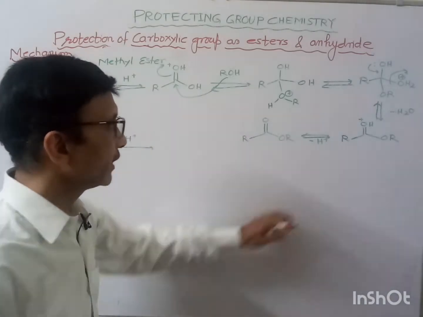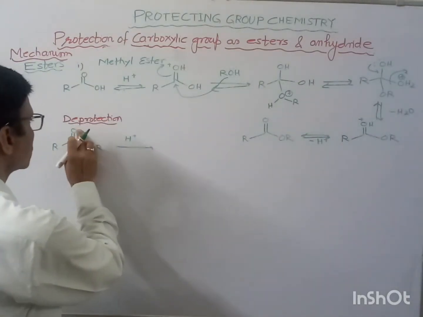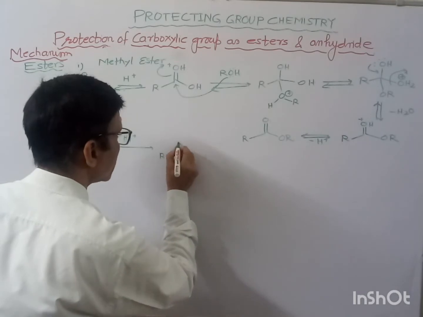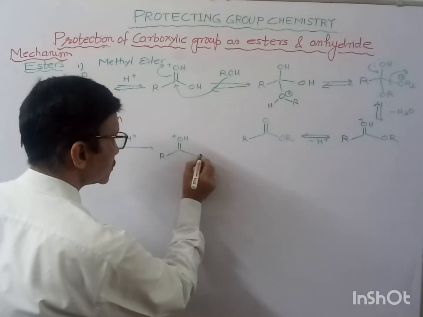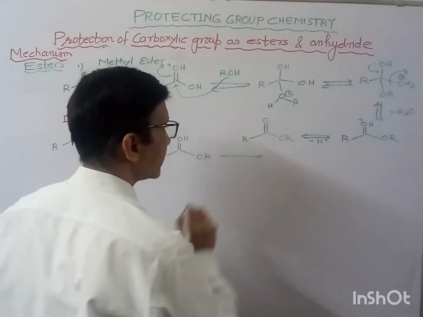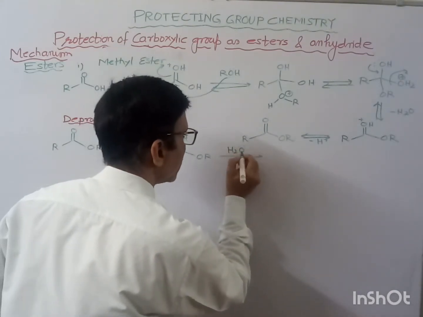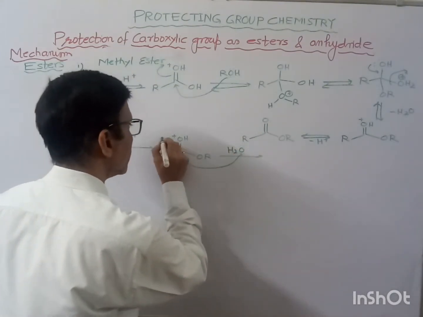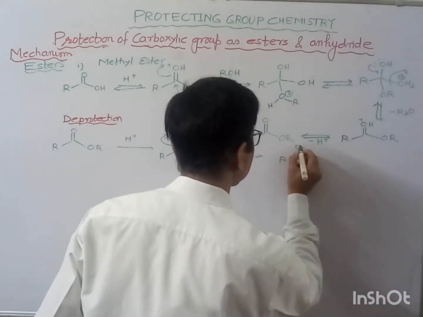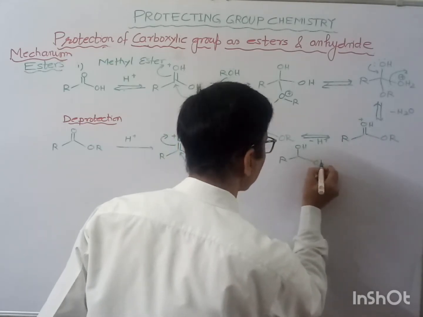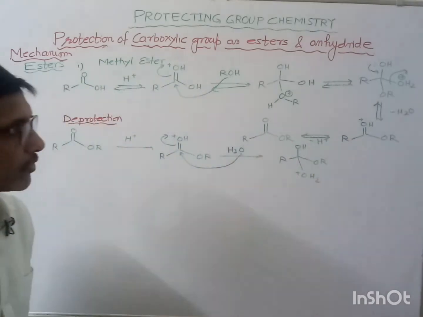In the last step, this acid is present, so again we can go in a reverse way. First this is protonated, the positive charge will come over here. This is the R group, and then in the next step, H2O will get added as a nucleophile. H2O adds over here, and this will neutralize. So R, OH, and here OR, H2 plus.